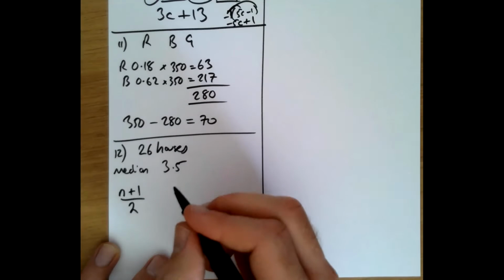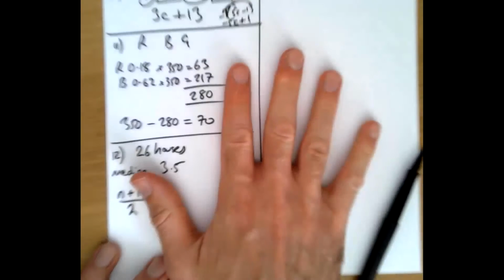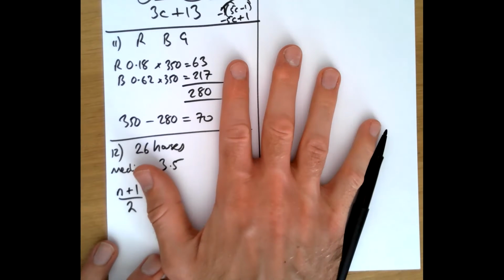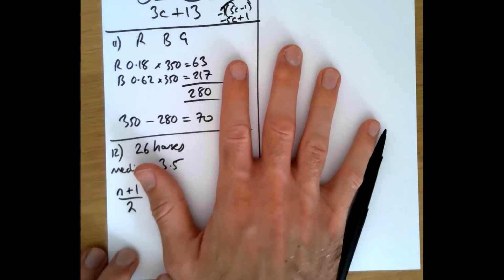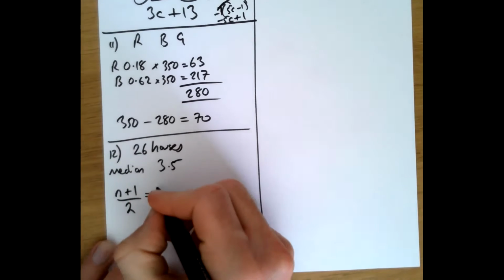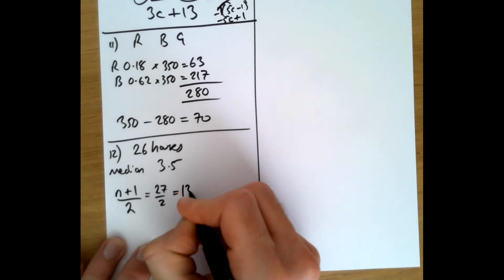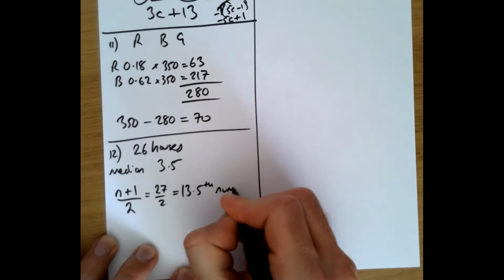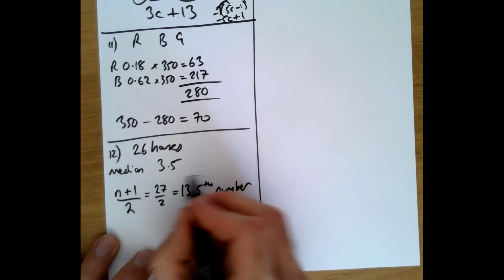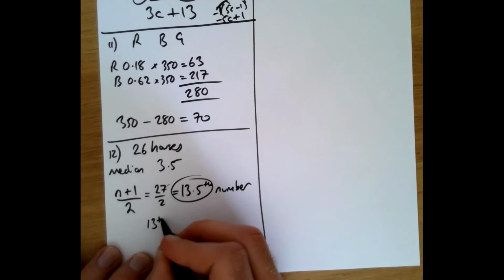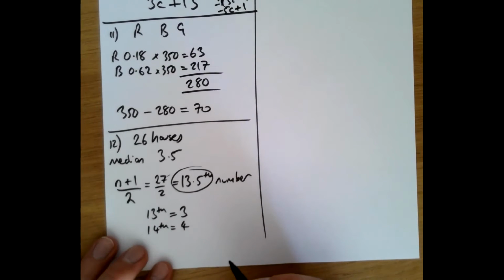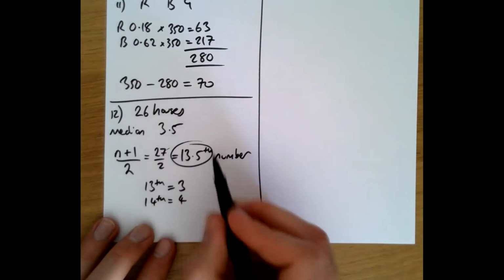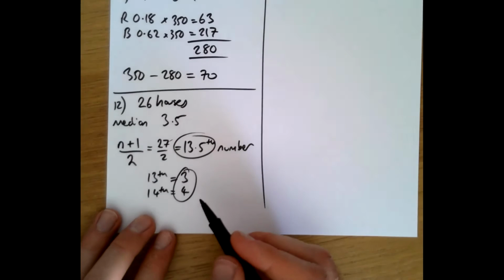So say, for example, you had your 5 fingers like this. The middle one, well, we've got 5, add 1 is 6, divided by 2 is 3. So that's going to be your middle finger. Right, so it works with odd numbers, but it also works with even numbers. So in this case, we've got 27 divided by 2, which is going to be the 13.5th number. So in effect, what that means is that the 13th number must be a 3, and the 14th number must be a 4. Because then when you work out what the median is, it's going to be halfway between 3 and 4, which is 3.5.